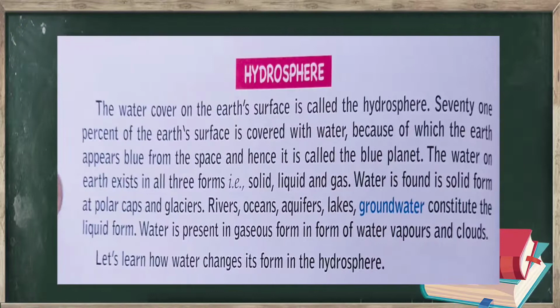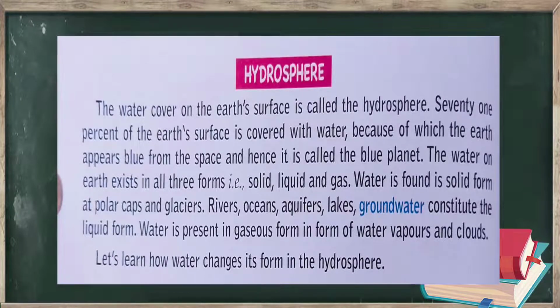Now let us move on to a different topic, that is the hydrosphere. As we discussed in our previous video, the water cover on the earth's surface is called the hydrosphere. 71% of the earth's surface is covered with water, because of which the earth appears blue from space, and hence it is called the blue planet.